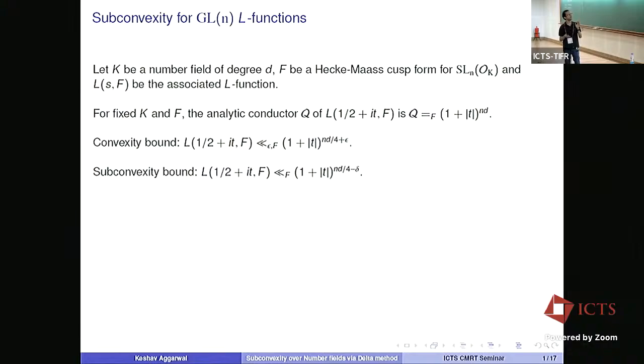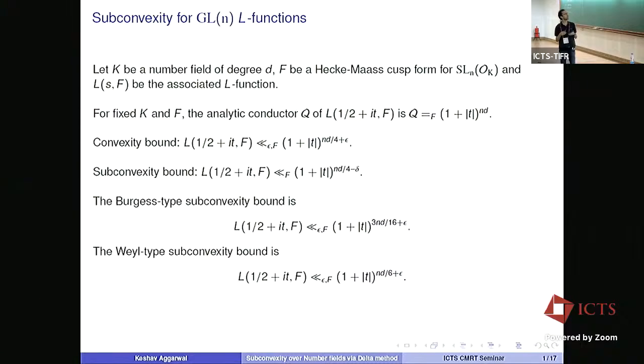The analytic conductor, which basically measures the complexity of the L function, is going to be T to the n times d. So you're raising T, the parameter that you're varying, to the degree n and to the degree d of the number field. And the convexity bound in this case is going to be the 1/4 power of that conductor. A subconvexity bound is any bound which is less than the 1/4 power. And in this talk, we are trying to get to the Weyl bound.